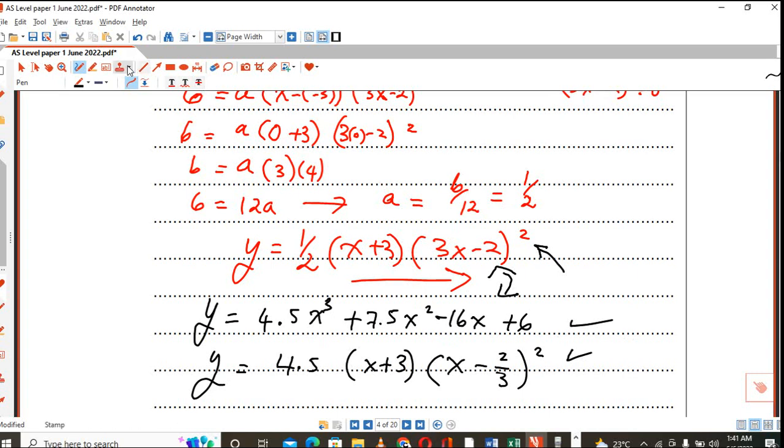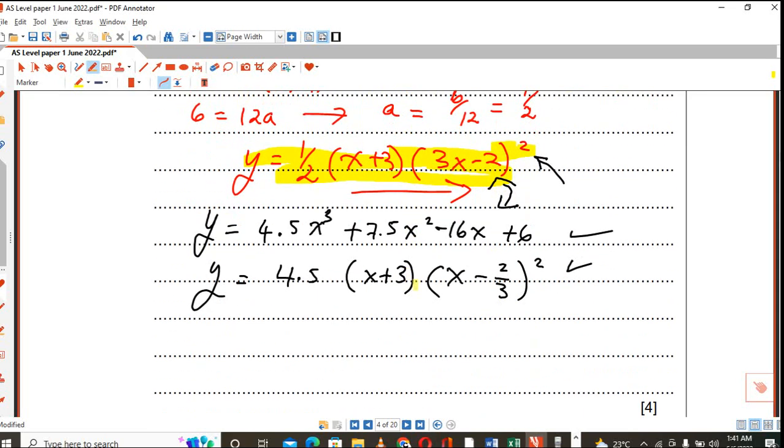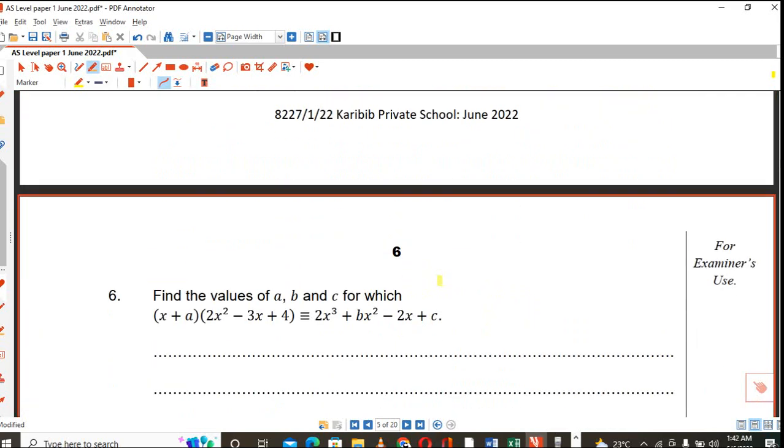But okay, so I guess nothing wrong with this method here. Just rewriting it like that. That's more or less all that I'm looking for. Right, we got to question 6.